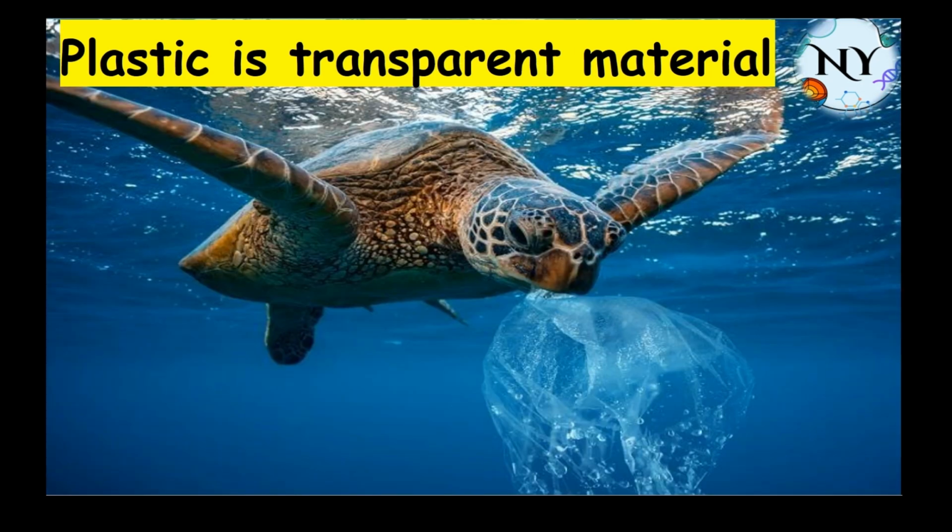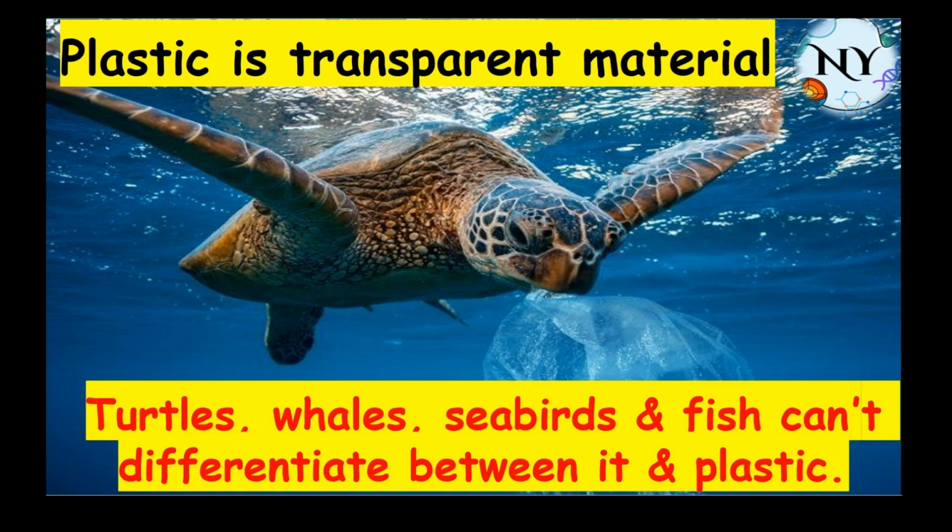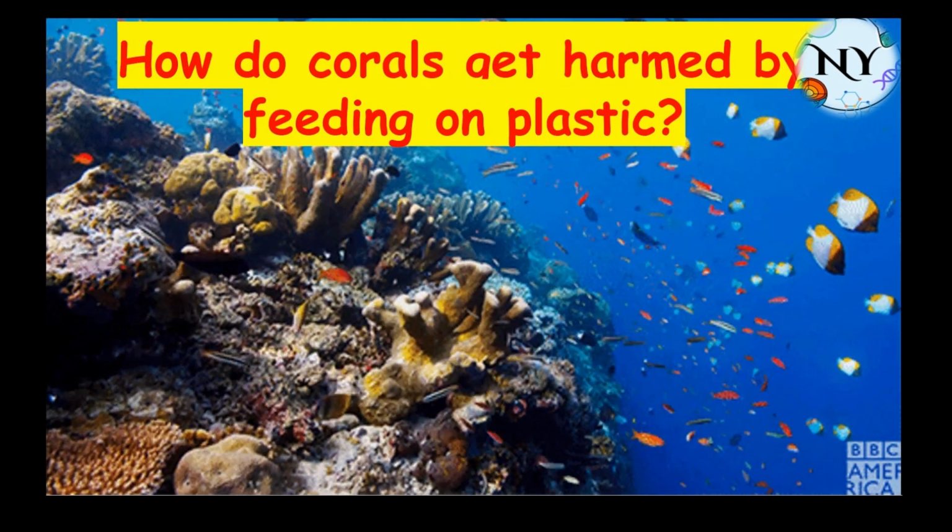Okay, so not only turtles cannot differentiate between plastic and jellyfish, but also we have whales, seabirds, and fish. So plastic pollution is a harmful thing, or it's an important problem that we have to protect marine organisms from this type of pollution because they feed on plastic wastes because they cannot differentiate between it and jellyfish.